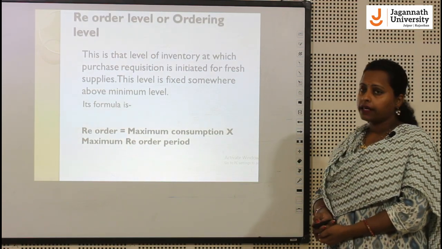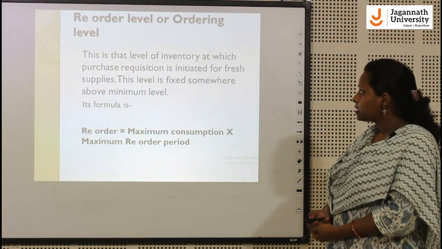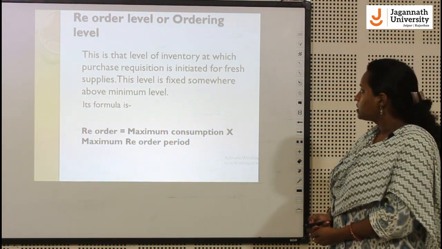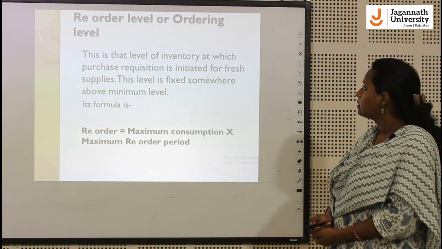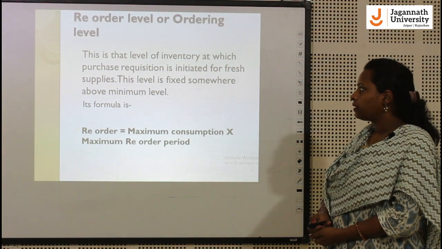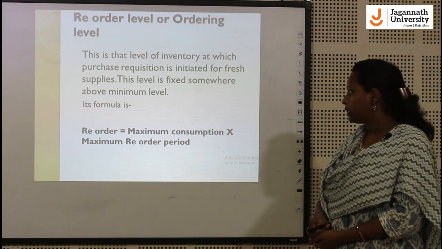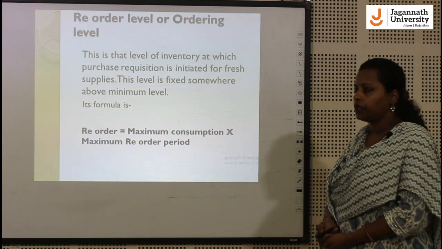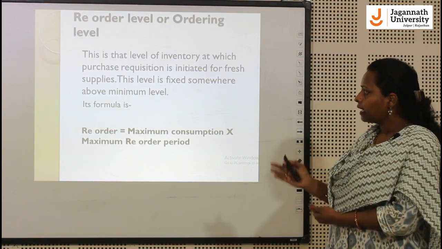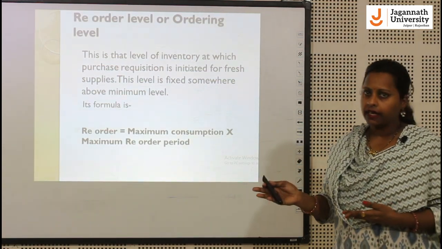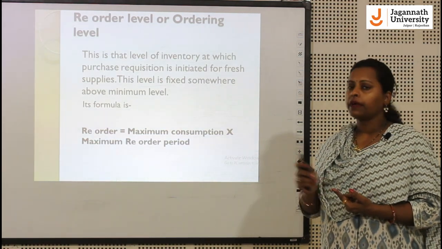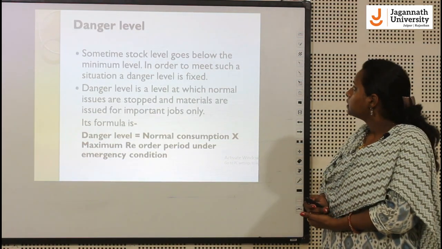Reorder level or ordering level. This is the level of inventory at which purchase action is initiated for fresh supplies. This level is fixed somewhere above the minimum level. The formula for reorder level is maximum consumption into maximum reorder period. So once again I am repeating the formula for the reorder level, that is maximum consumption into maximum reorder period.